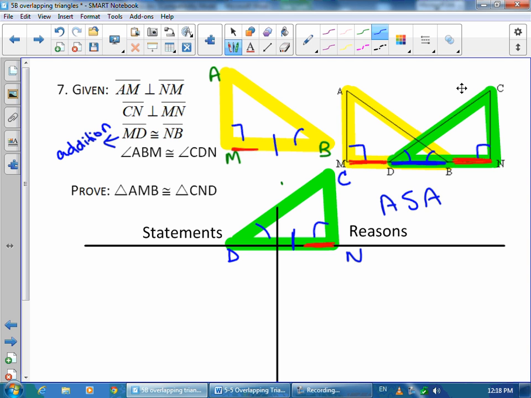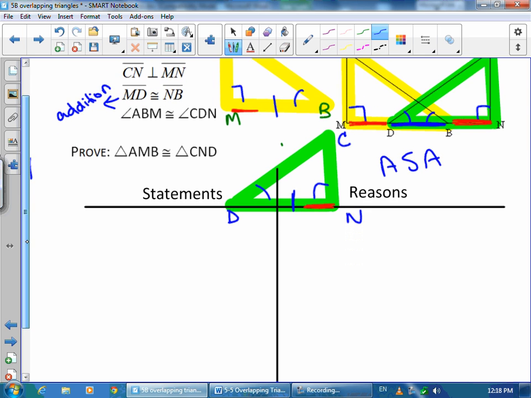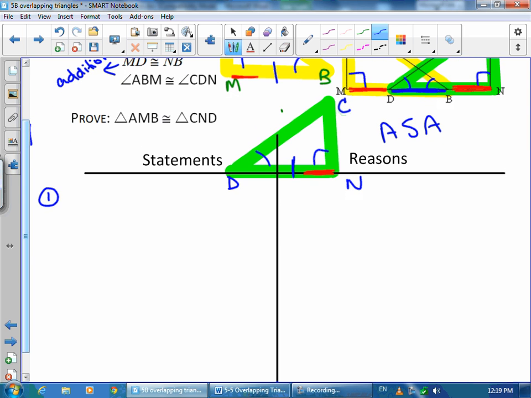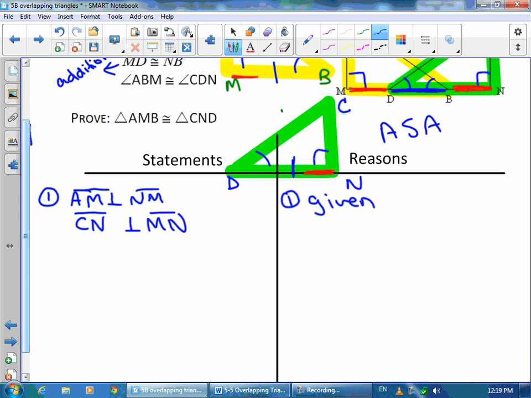So I'd like to start with my first given. My first given is AM perpendicular to NM. And I'm going to list the second given as well because it goes in the same steps here. CN perpendicular to NM. That's given. So now we can say that angle M and angle N are right angles. You know the reason: perpendicular lines form right angles.